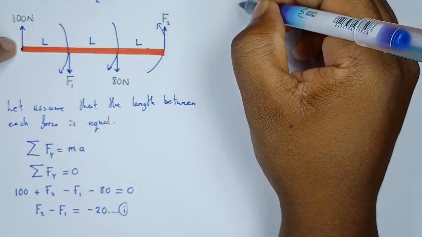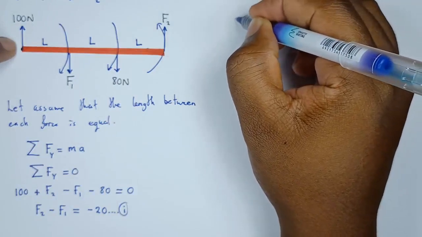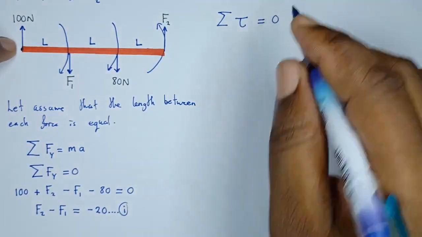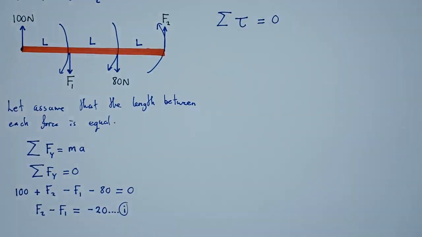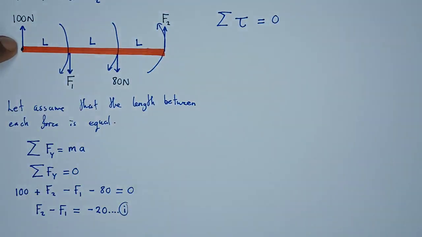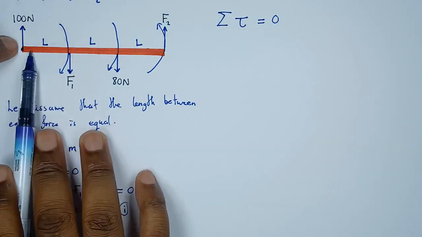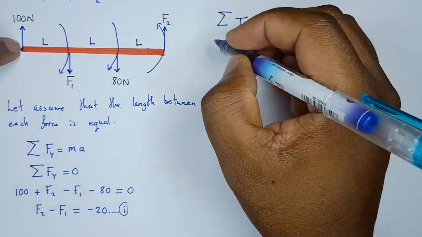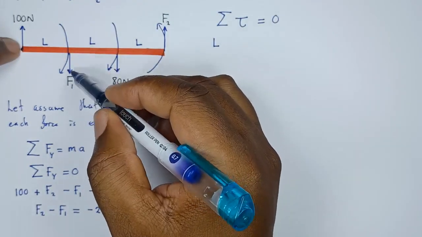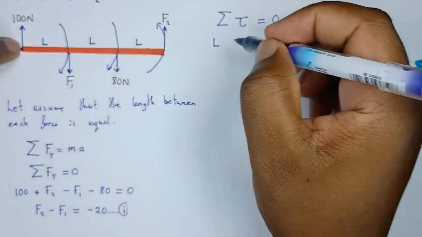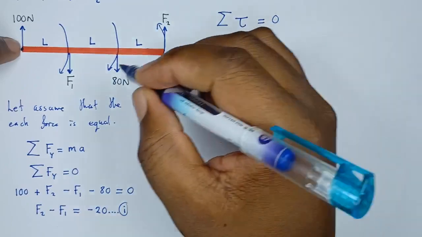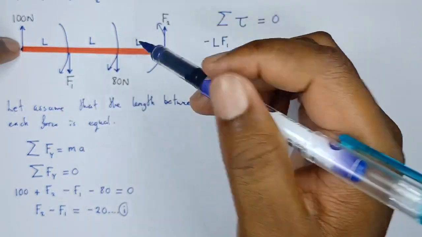Now we know that for this system, the summation of torque is equal to 0. That is what will give us the net torque. So at this point, what's the distance? Remember, torque is force times a perpendicular distance. The distance is L multiplied by the force, which is F1. Now remember, it's in this direction, hence we're going to consider a negative. So L times F1. Clockwise torque is negative, anti-clockwise torque is positive.